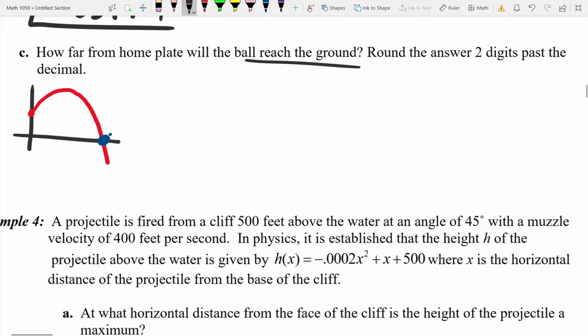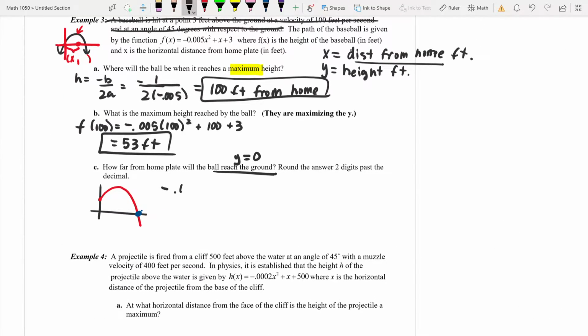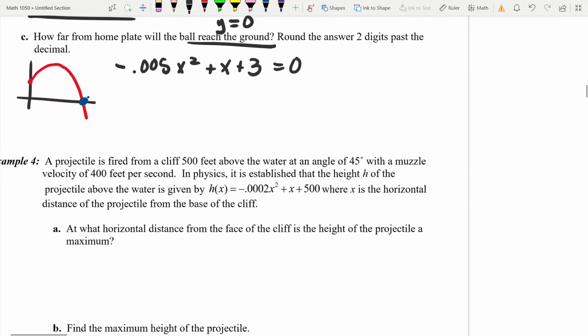So I want everybody to underline this, reach the ground, and I want you to put y equals 0. Okay, then I want you to write down that equation, negative 0.005 x to the second plus x plus 3 equals 0. Now I have to solve that.